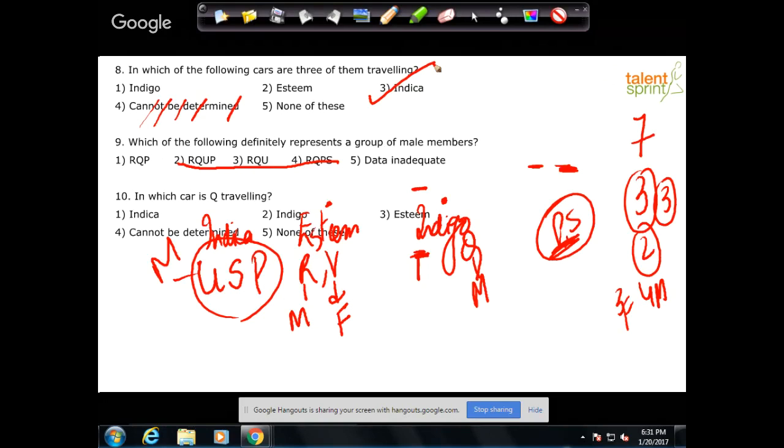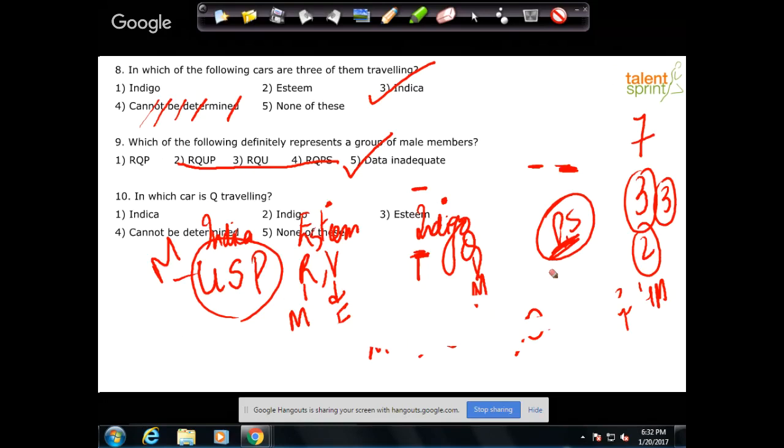Which is representing a group of males? We know that in terms of males, U is definitely a male, and Q is definitely a male, but that is it. We cannot specify anything beyond that. Therefore, we can easily say that data is inadequate. We are not sure who the fourth male is. We have not been able to identify all of them, so data is inadequate.